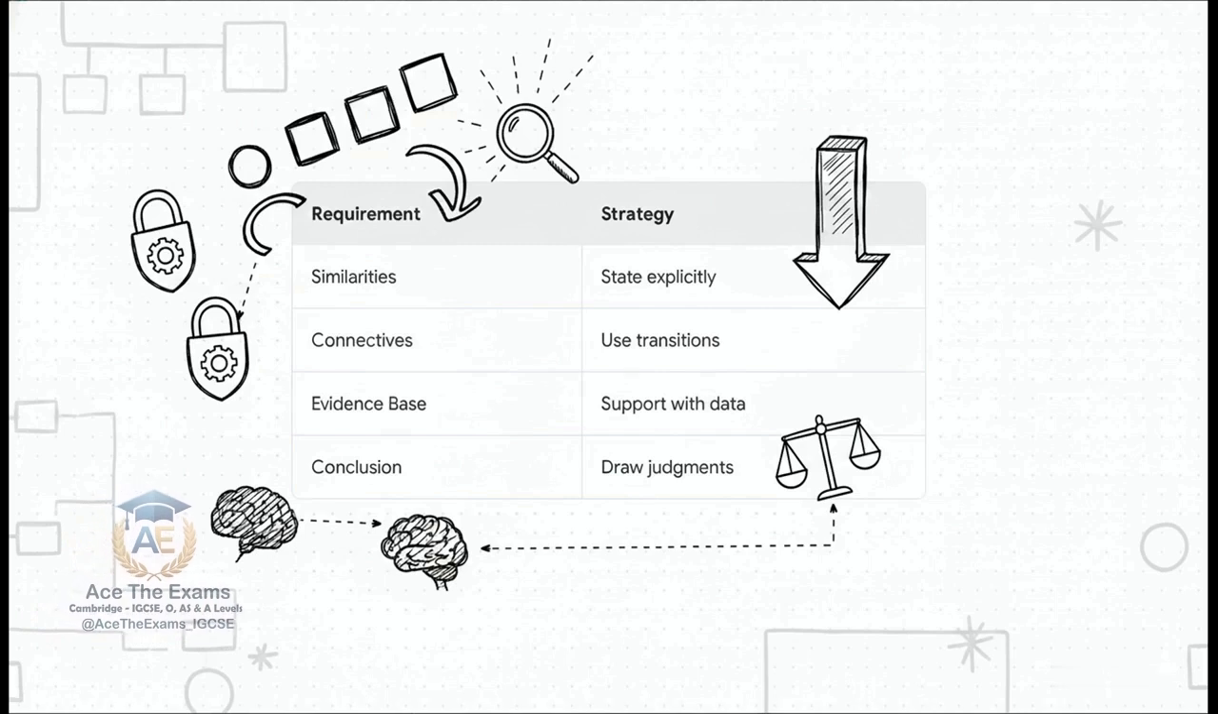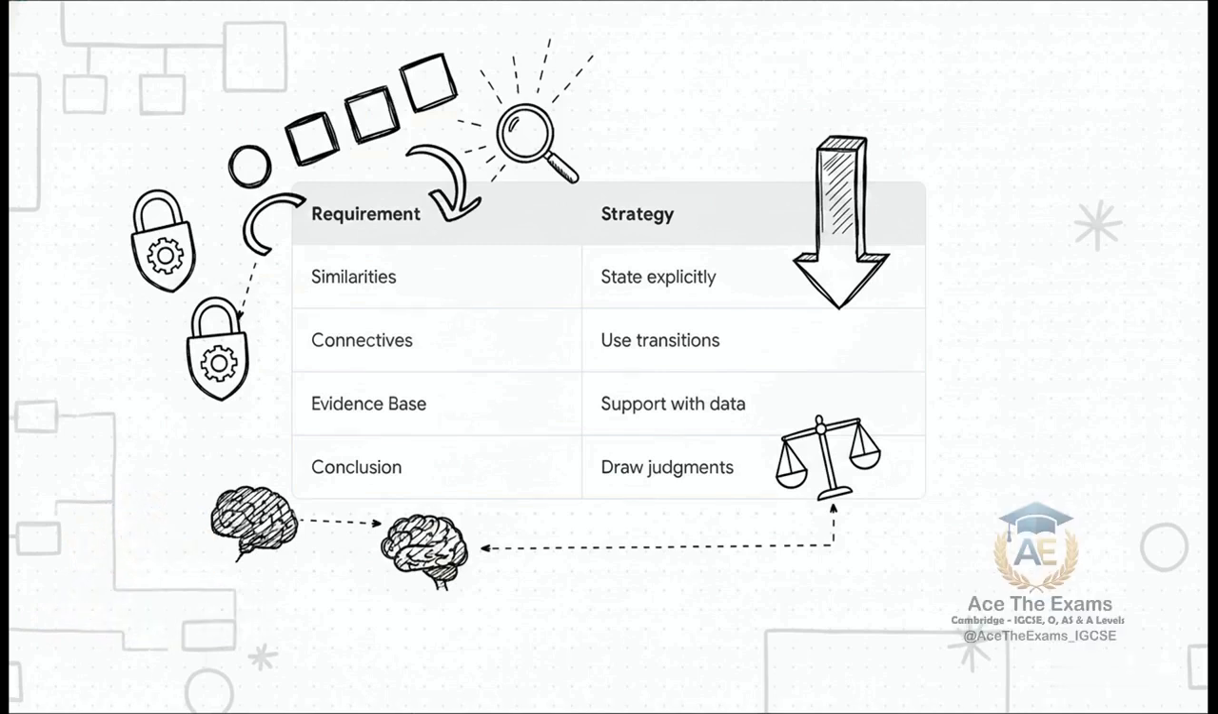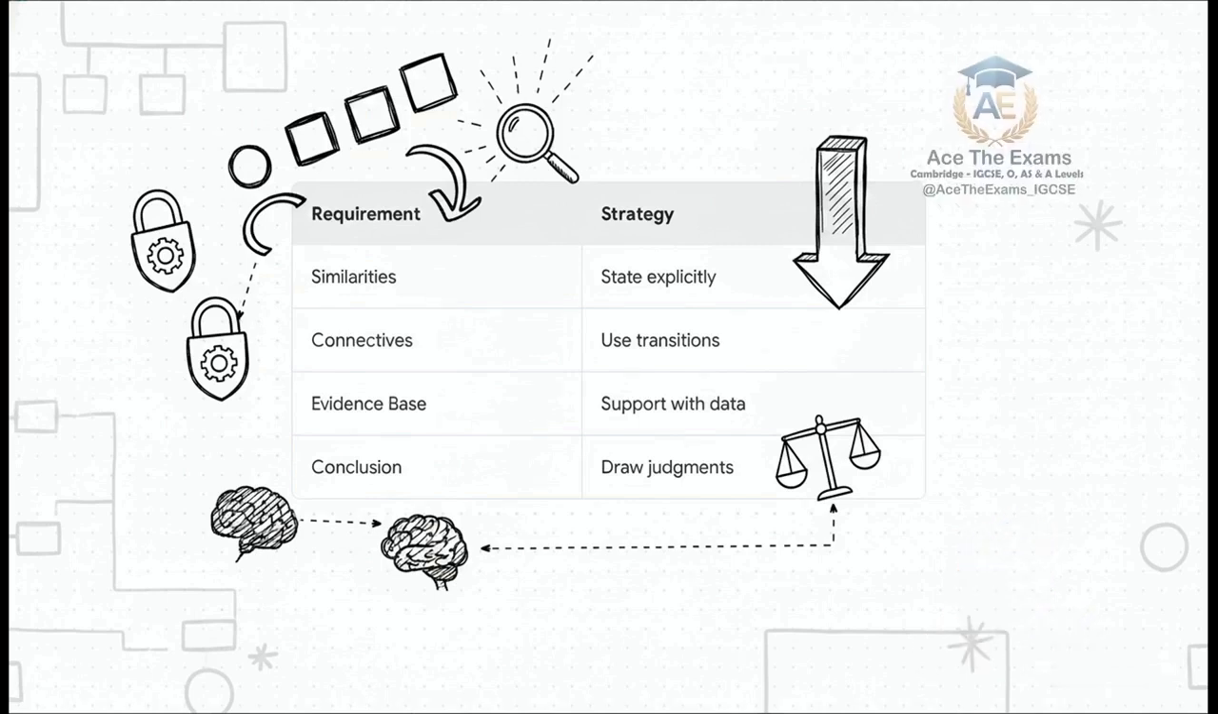If a question asks you to compare symmetric and asymmetric encryption, you must explicitly state both the similarities and the differences. You need to use structured transition words, comparative connectives like whereas, conversely, or similarly.